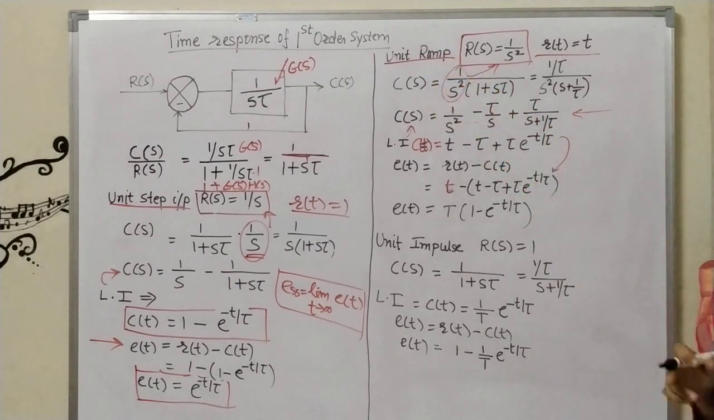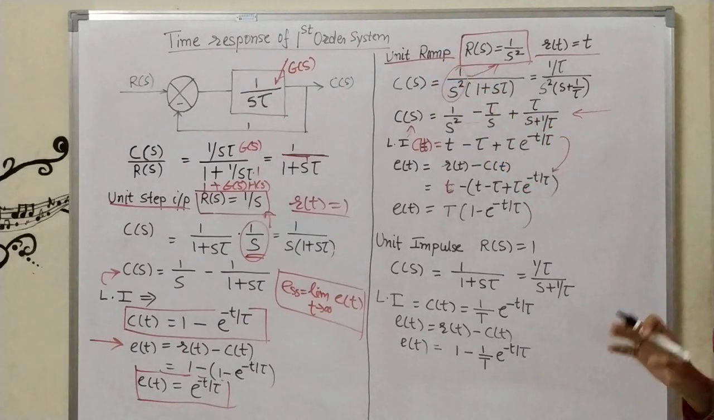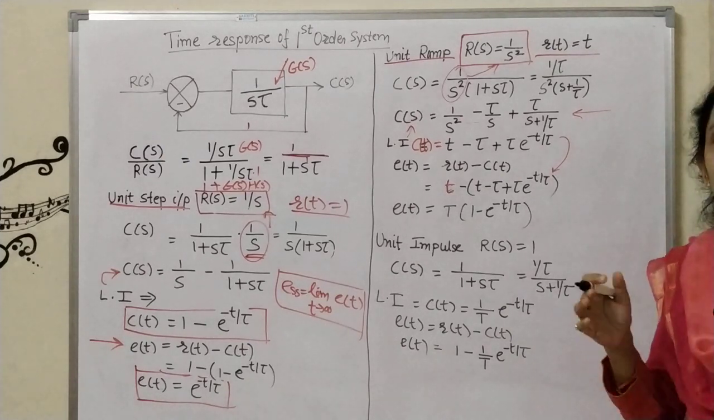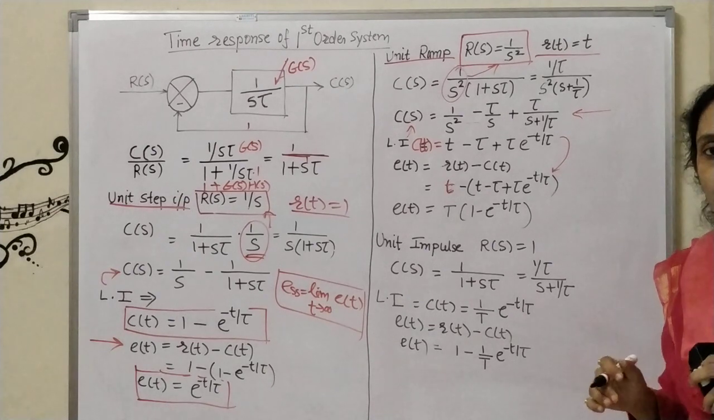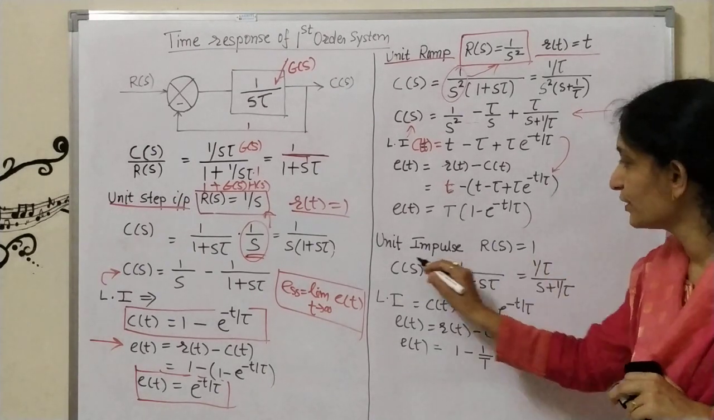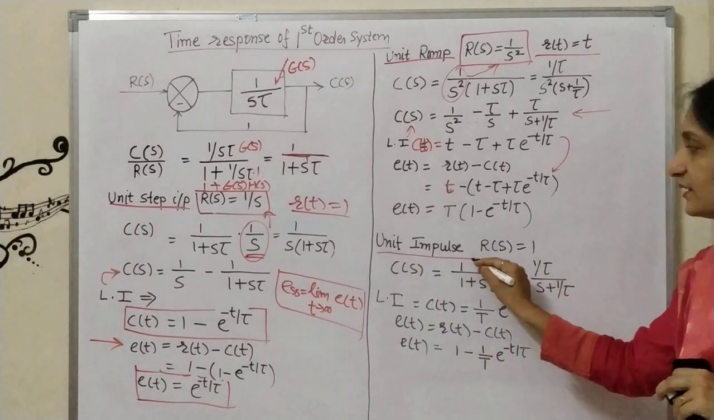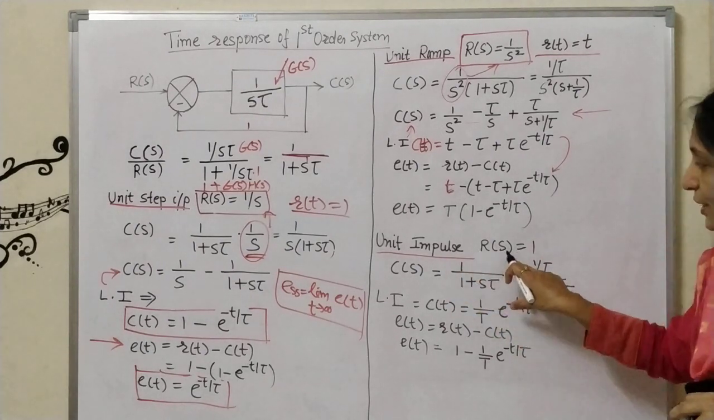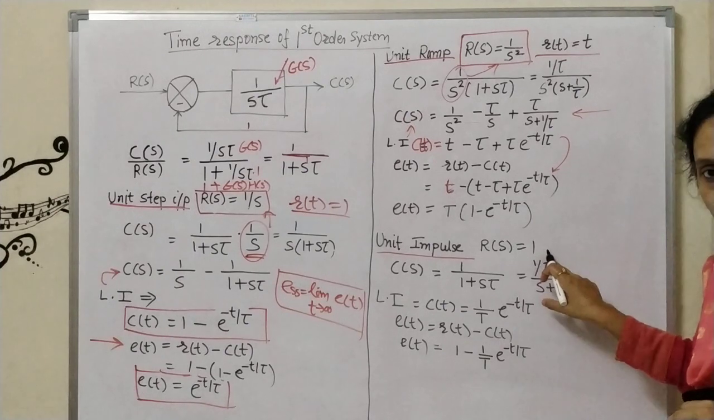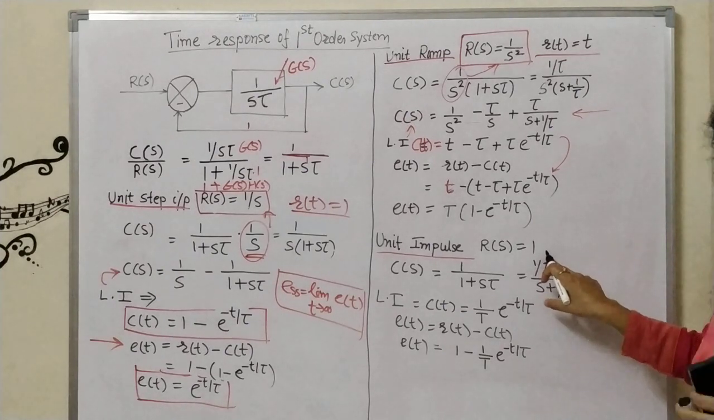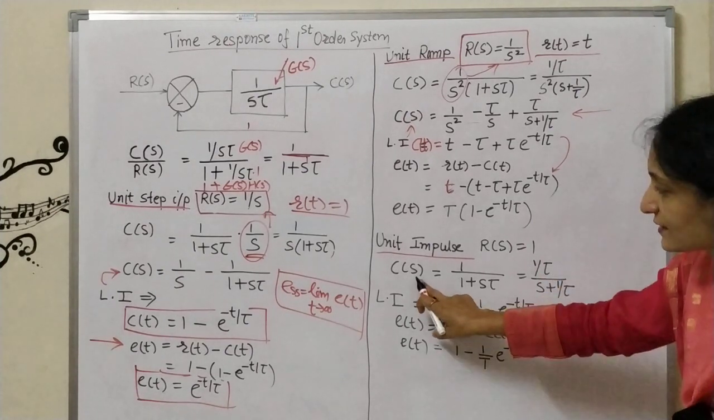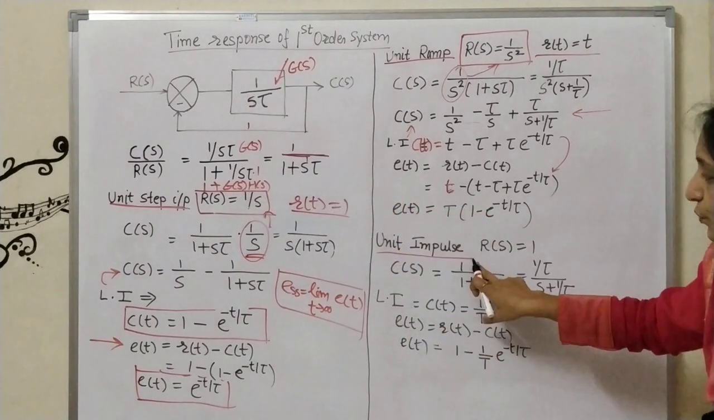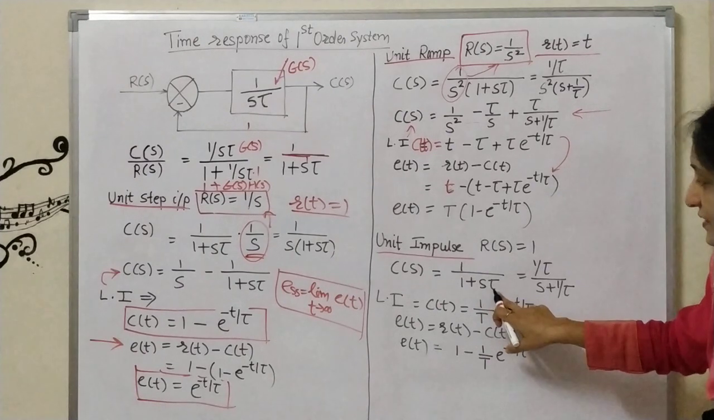Now the last one is left, that is unit impulse. We have studied unit impulse. We are getting infinite response at t is equal to 0. So next I will check the output response for unit impulse. So R of s I got as 1. As we have studied, delta t is equal to infinity. So look at this. This is my C of s, same C of s. See here, C of s is equal to 1 upon 1 plus s tau.